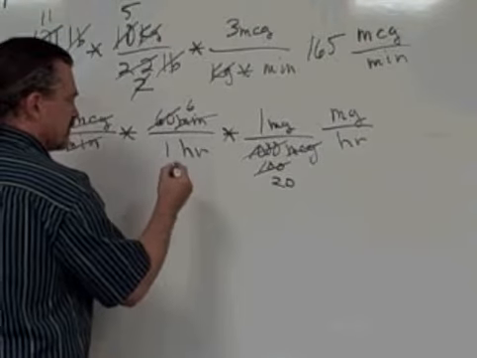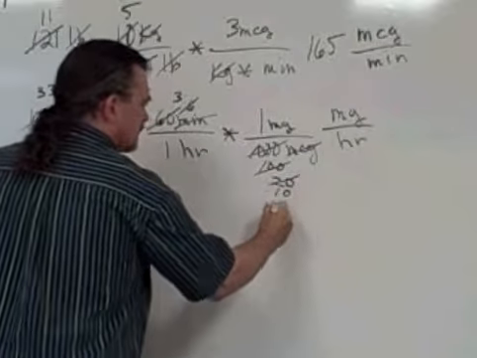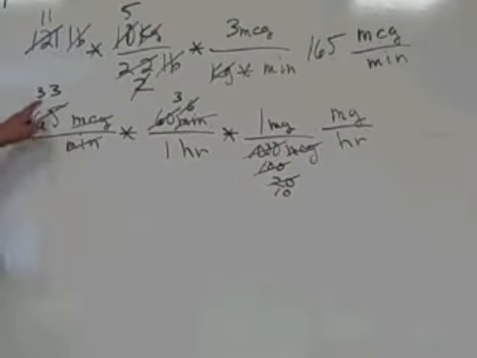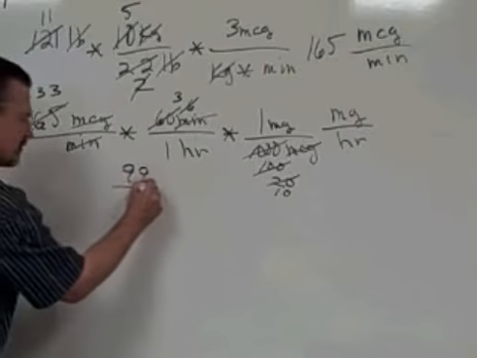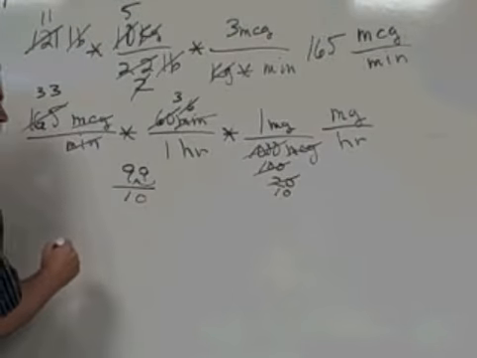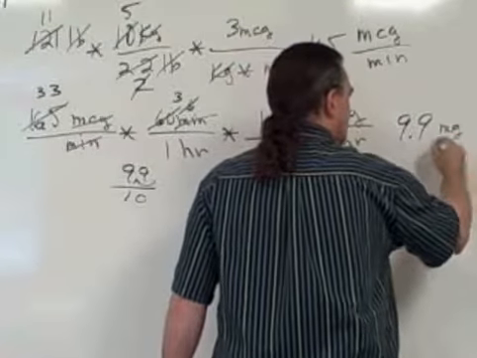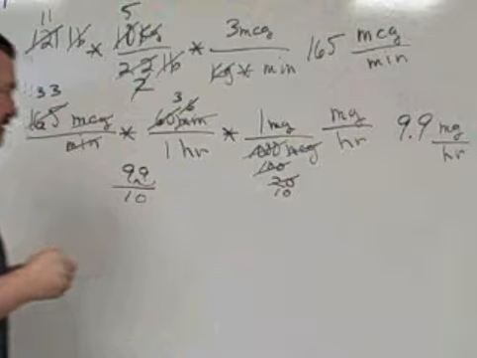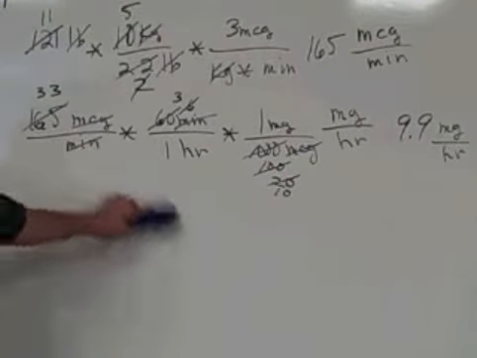Oh, we've got something else we could do here. 2 would go into 6 3 times. 2 would go into 20 10 times. So we have 33 times 3, which is 99. 99 divided by 10. Remember, to divide by 10, all we do is move the decimal point 1 place to the left. So our answer is 9.9 milligrams per hour is the administration of this drug for this particular patient.